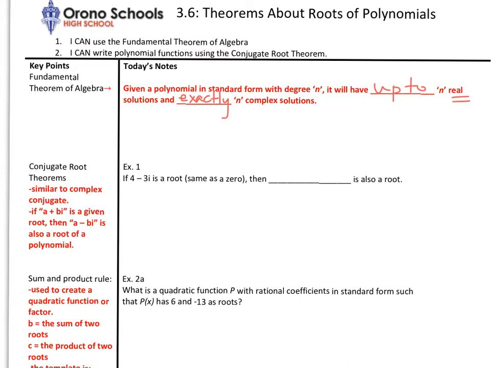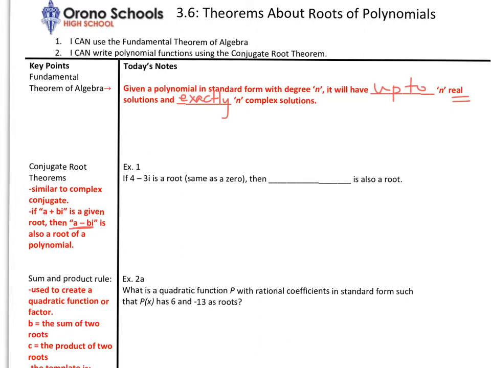We're going to begin with the conjugate root theorem. There's only one theorem. The conjugate root theorem is similar to the complex conjugate that we used when we divided complex numbers earlier in Topic 3. If a complex number in the form a plus bi is a given root, then the form a minus bi would also be a root in the polynomial. This is important to know as we create polynomial equations with given roots.